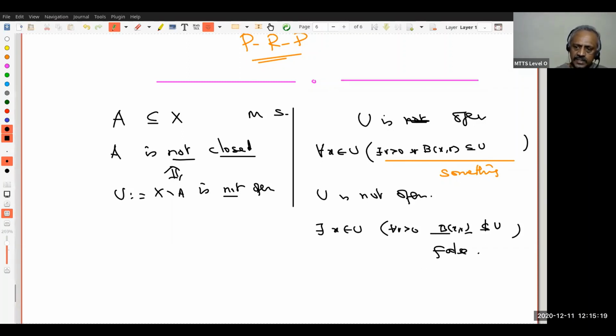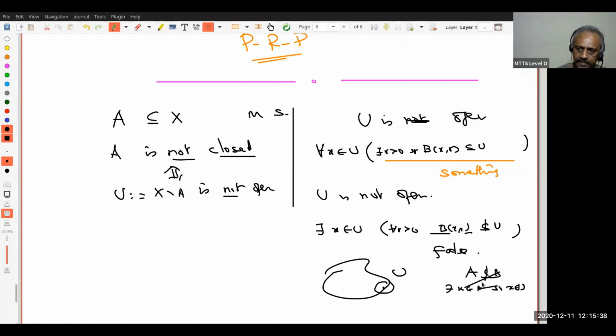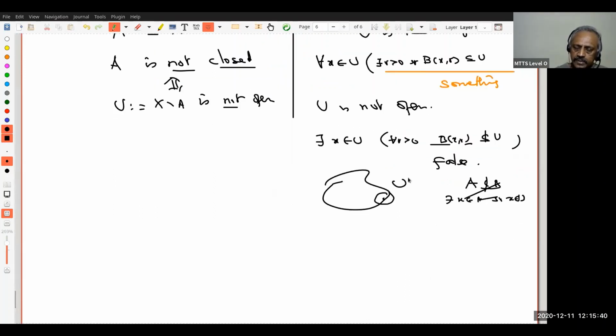If B(x,r) is not contained in U, what does it mean? I have U, I have x, and B(x,r) is this. That's not contained in U, meaning there exists at least one point. When do you say A is not contained in B? There exists an x in A so that x is not in B. You understand? Therefore, if B(x,r) is not contained in U, there exists a y. So there exists x in U so that for every r positive, there exists a y in B(x,r) so that y is not in U.